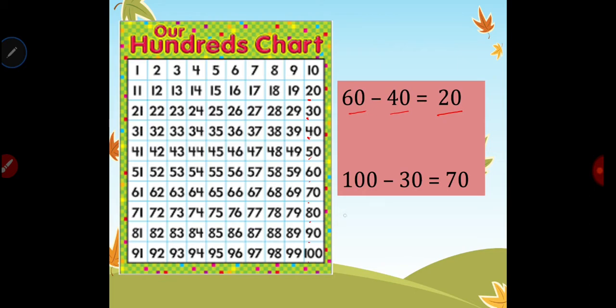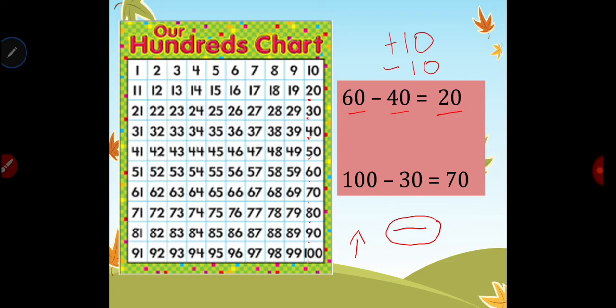If moving down one time means plus 10, then moving up one time means minus 10. Our lesson is subtraction, so we are going to move up. In each move up, we are taking away 10.